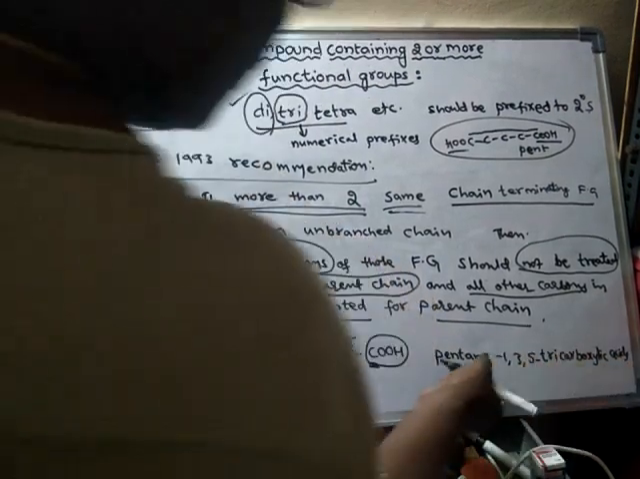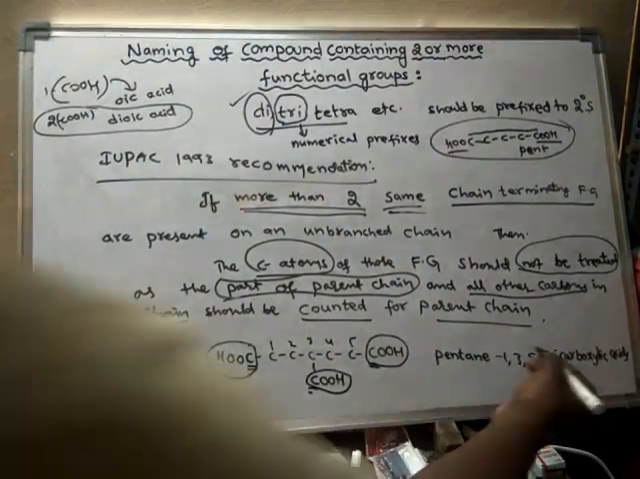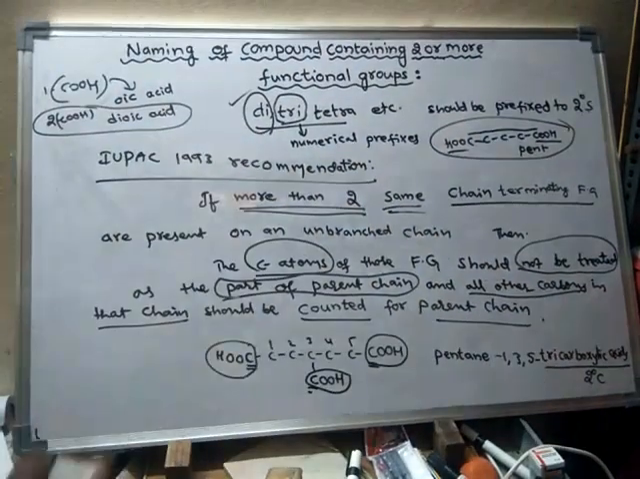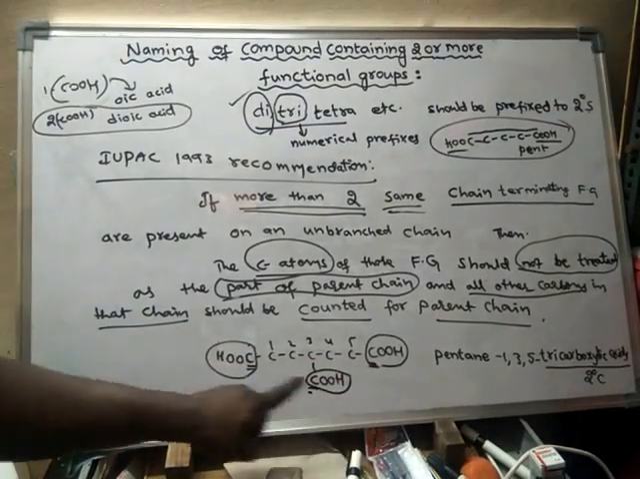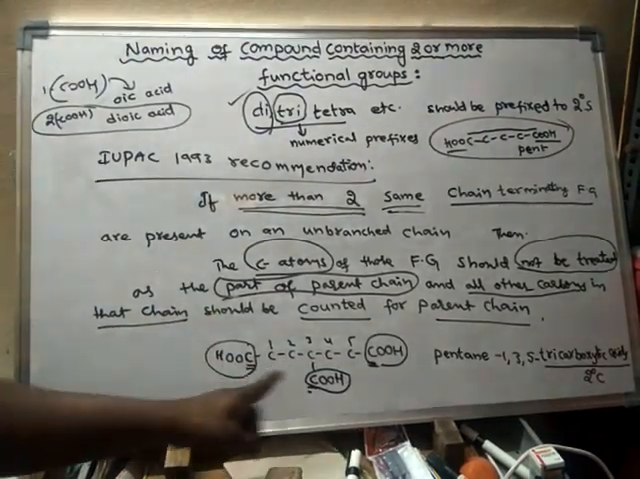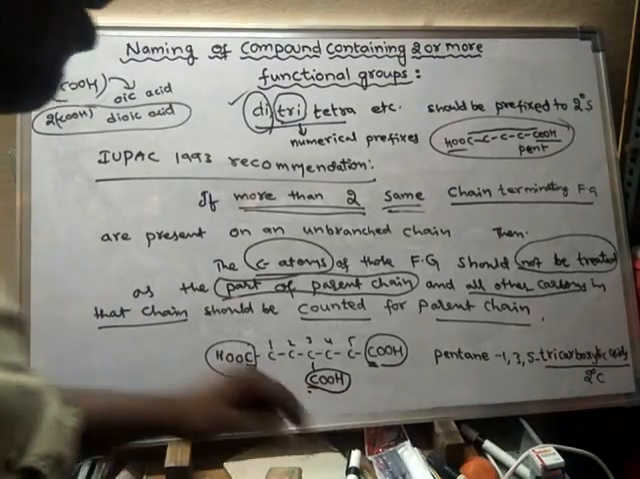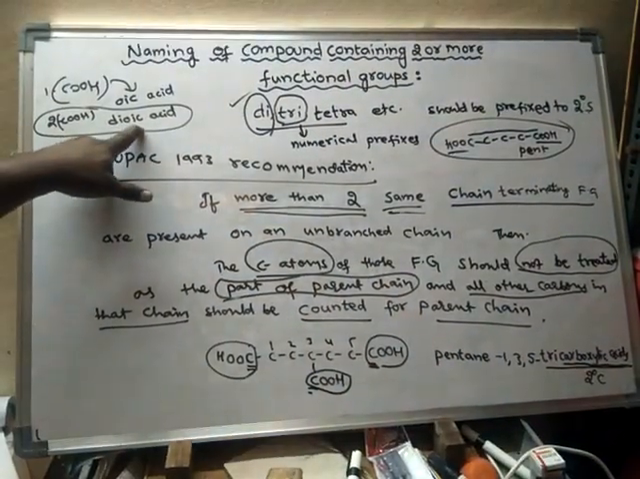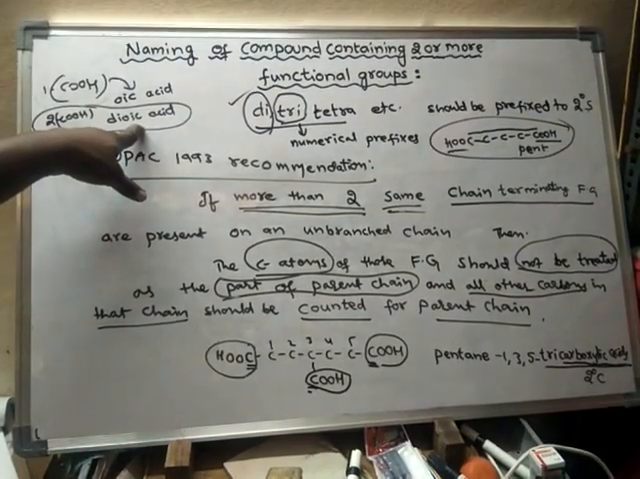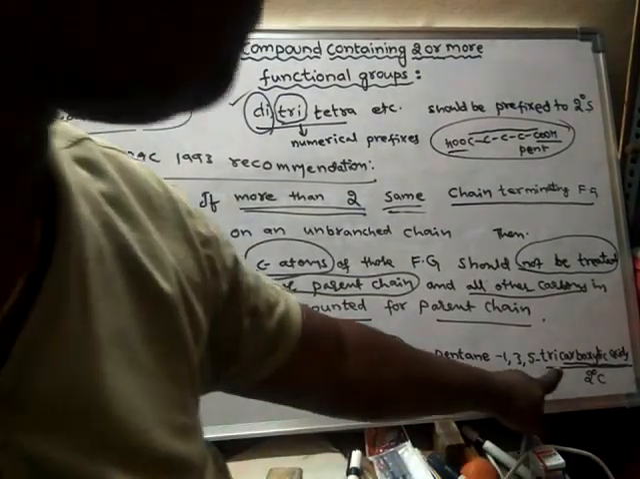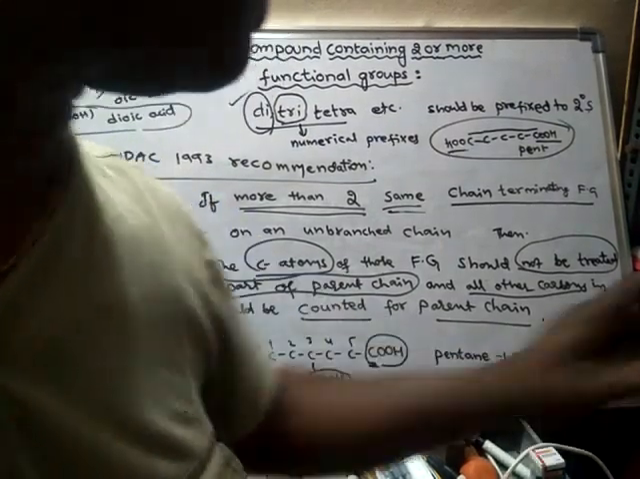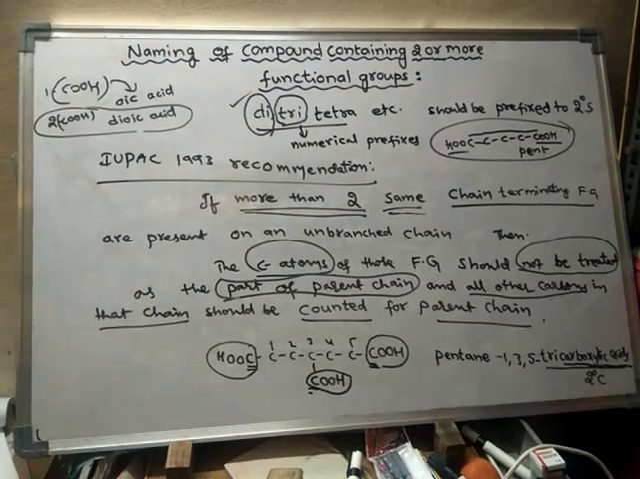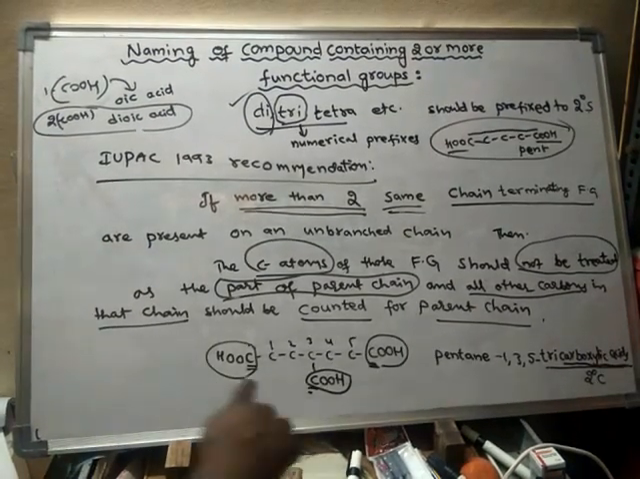Tricarboxylic acid. So remember the name. Here the secondary suffix name should be like this. If more than two COOH groups are present in the parent chain, we have to mention it as carboxylic acid, not as oic acid. As there are 3, I have mentioned it as a tricarboxylic acid. So 1,3,5 tricarboxylic acid. Right. So this is the name of the compound.